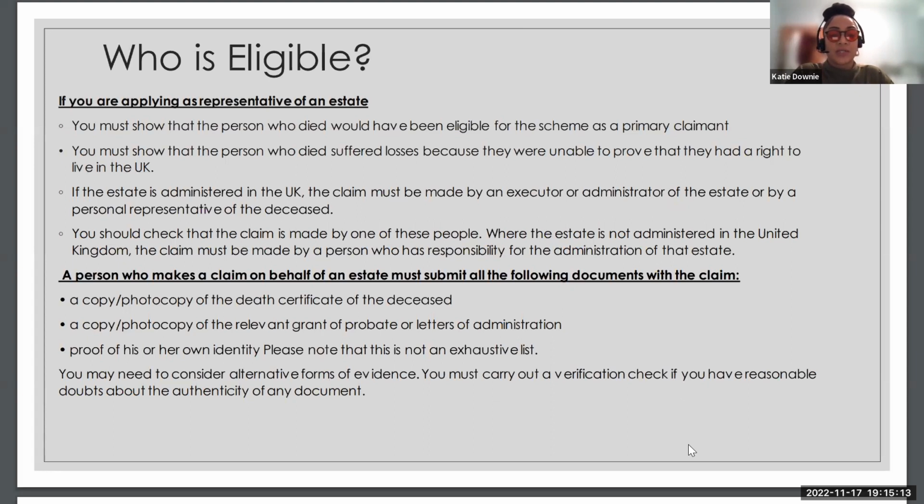You must show that the person who died suffered losses, including negative experiences, because they were unable to prove that they had a right to live in the UK at any specific time. So even if later on in life they were able to prove that they lived in the UK or later on got their British passport, if they suffered negative experiences prior to that, or after that, they should put it on the application form.